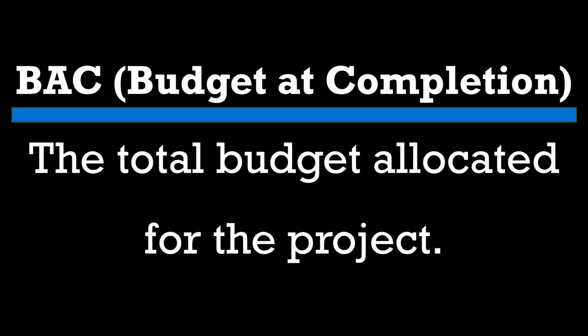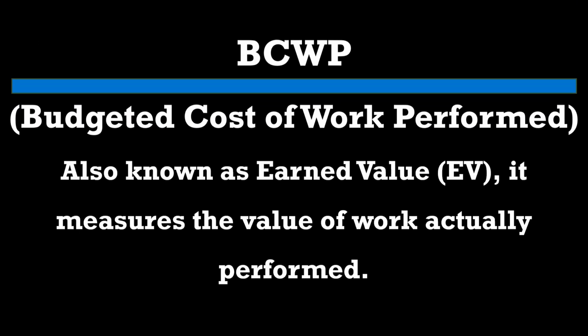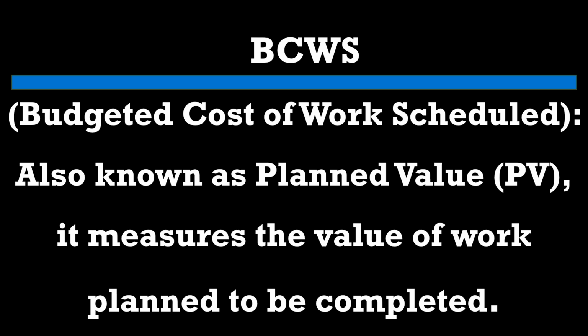BAC, Budget at Completion, the total budget allocated for the project. BCWP, Budgeted Cost of Work Performed, also known as Earned Value, EV, it measures the value of work actually performed. BCWS, Budgeted Cost of Work Scheduled, also known as Planned Value, PV, it measures the value of work planned to be completed.